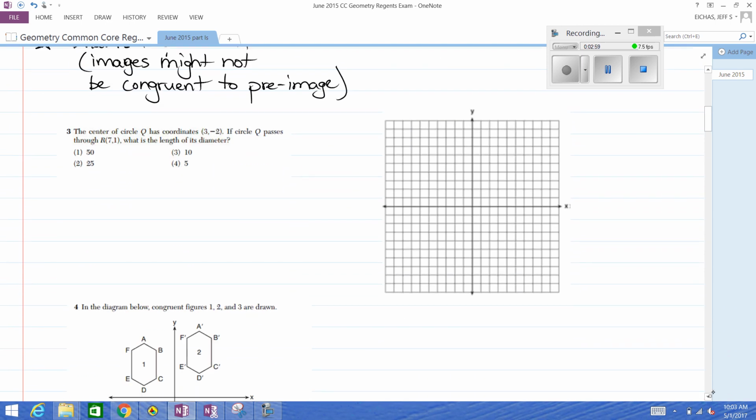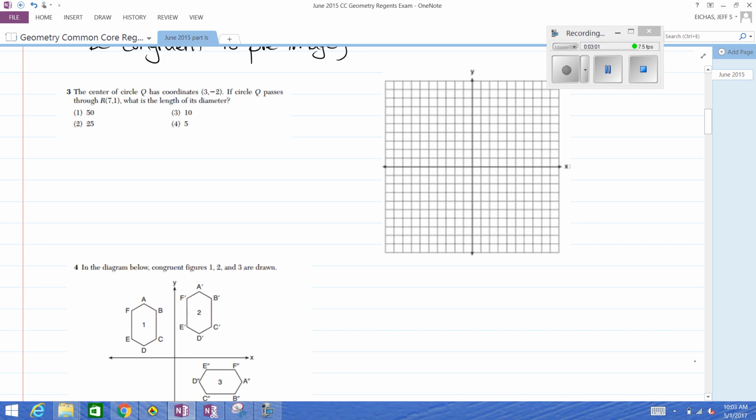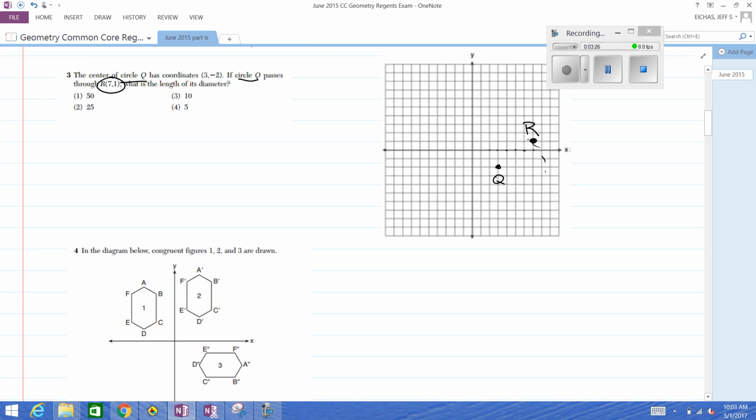Okay, number 3, we've got to plot the center of a circle Q. So let's go to 3, -2, label it Q. And let's see, circle Q passes through a point R at 7, 1. All right, and we'll attempt to make a circle that distance. Hopefully you have your compass tool that will do a lot better than what I'm about to do. But that's basically what it's going to look like.